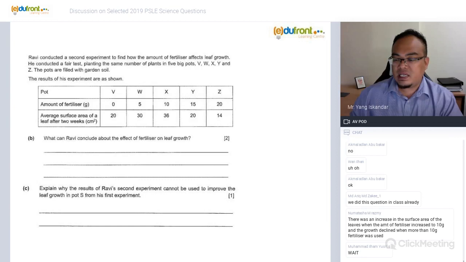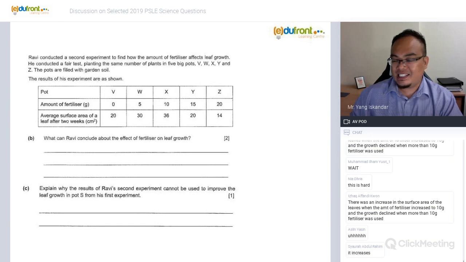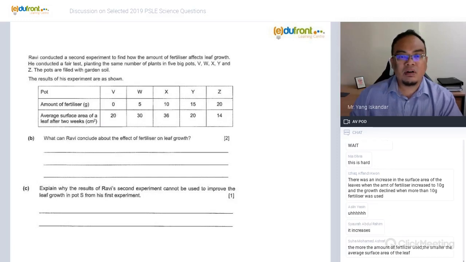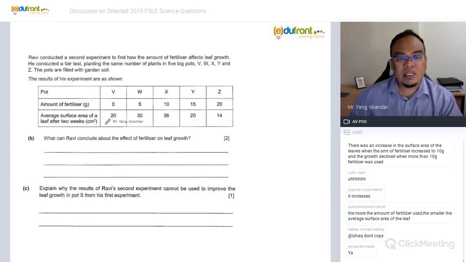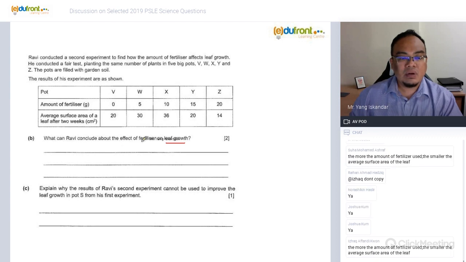All right. Now, in this question, they are testing you on how to analyze data. Okay, so this data is given in the form of a table. Now, many times, they give it in the form of a graph. Graphs can sometimes be quite tricky. Tables also can be quite tricky. So you must be able to analyze. They ask you, what can Ravi conclude about the effect of fertilizer on leaf growth? This is what we call a relationship question. What is the effect of fertilizer on leaf growth? So these are the two variables, fertilizer and leaf growth, similar to here.